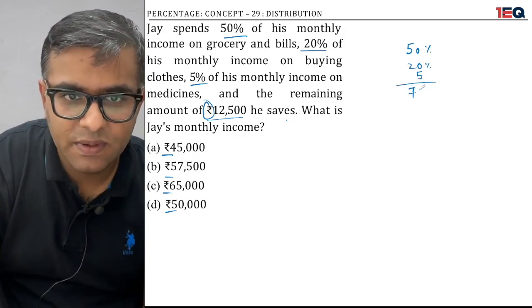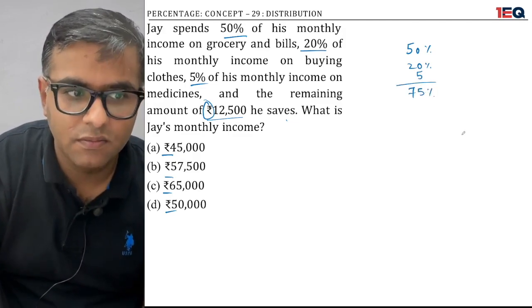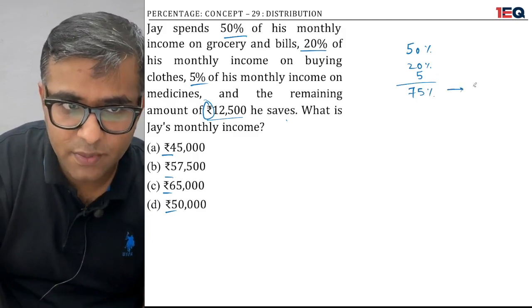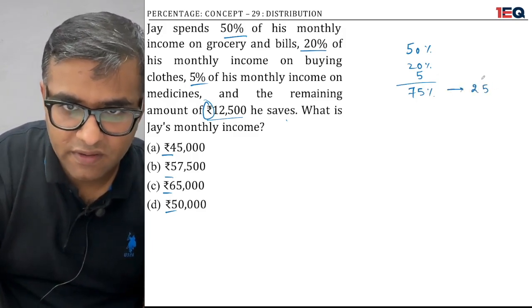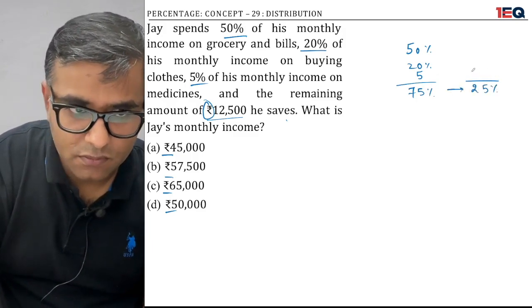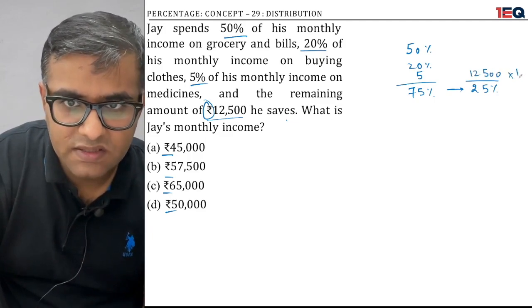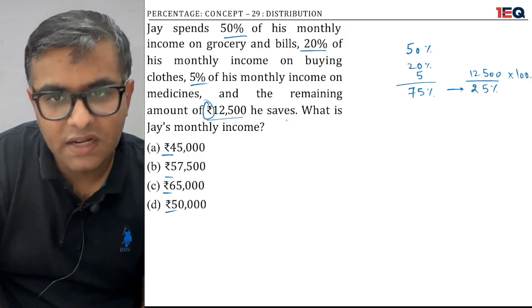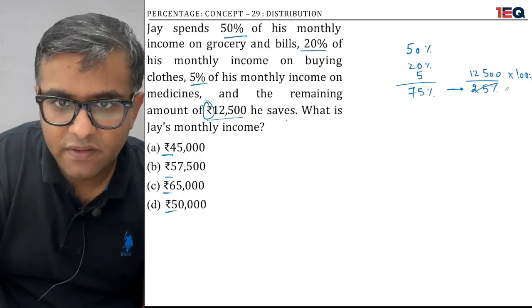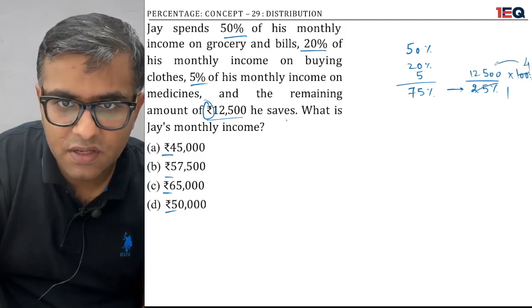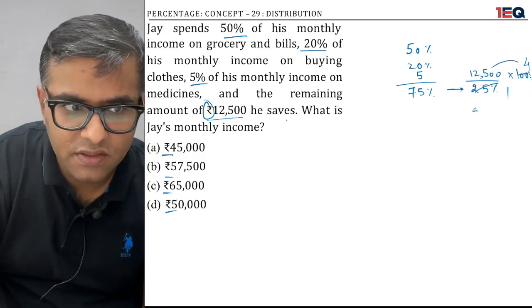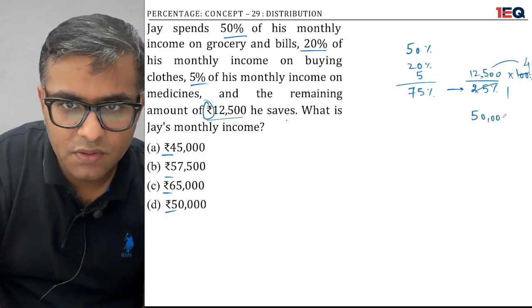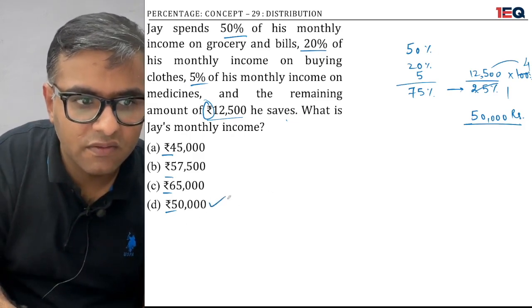So he's already spending 75% of his income. What is left is 25%. The value of 25% is equal to 12,500. So what is his monthly income? That is 100%. So 25 times 4 is 100, so 4 into 12,500 is equal to 50,000 rupees. And this is the answer I was looking for.